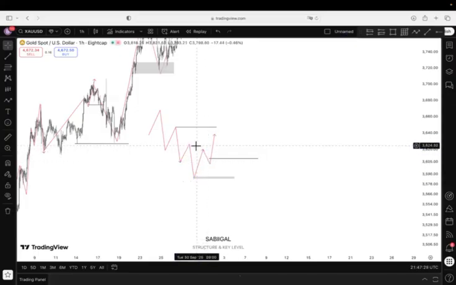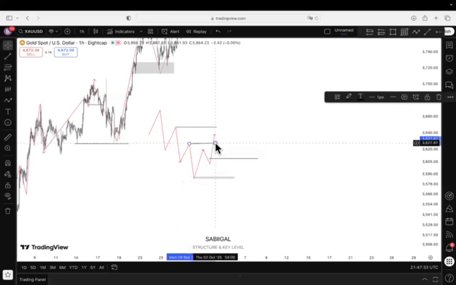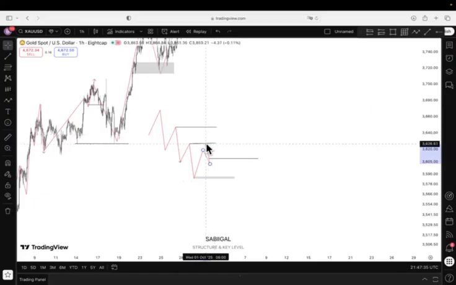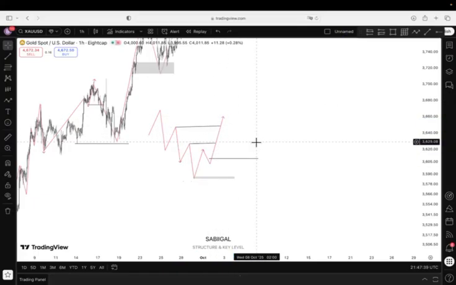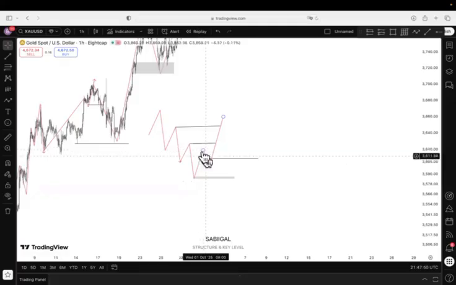If it forms something like this before breaking, before changing character, before breaking this first one, just explain, in this situation. Okay, in this context, there's what we call structural liquidity. This thing that you can see as an obvious break of structure will just be a structural liquidity to make this a valid break of structure.